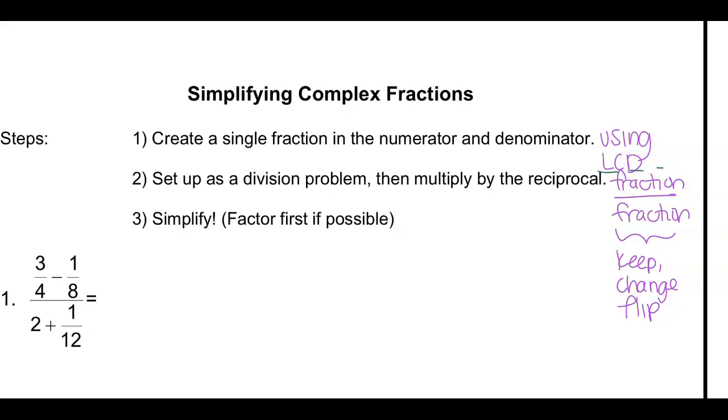I'm going to split those two steps. That little line in green is showing that this part is for step 1. This part down here is for step 2. And then the last step is to simplify. And it says in parentheses, factor first if possible.